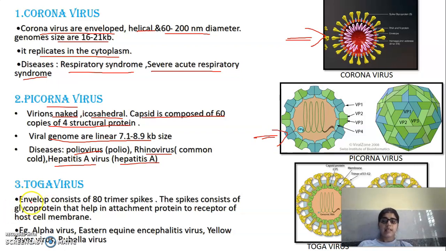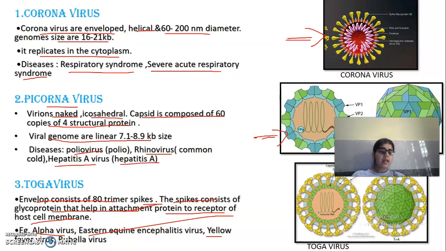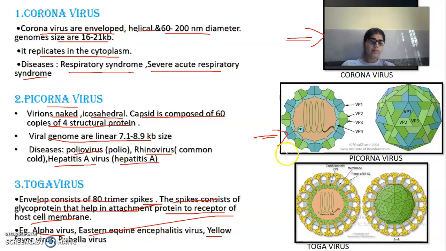Togavirus. They have an envelope consisting of 80 trimer spikes. The spikes consist of glycoproteins that help in attachment of protein to receptors of the host cell membranes. Examples of togaviruses are alphavirus, Eastern equine encephalitis virus, yellow fever virus, and rubella virus. And it looks like this.